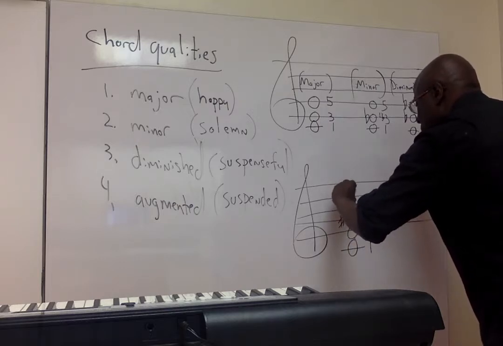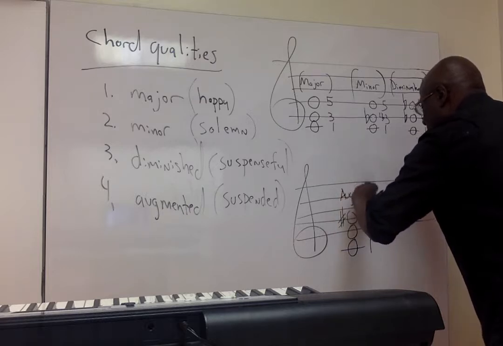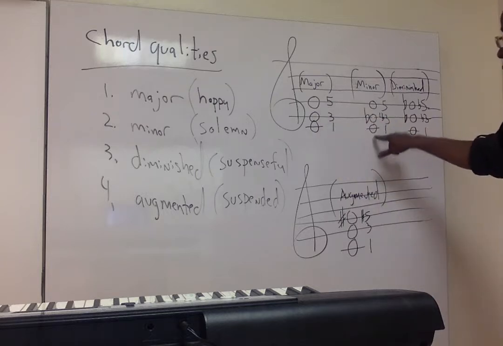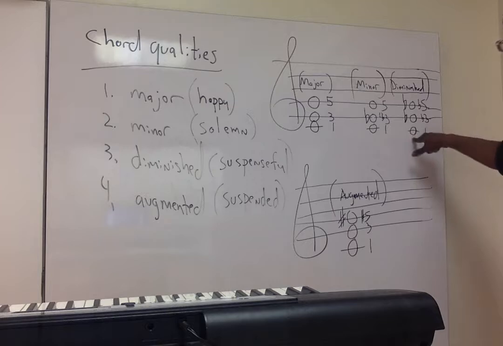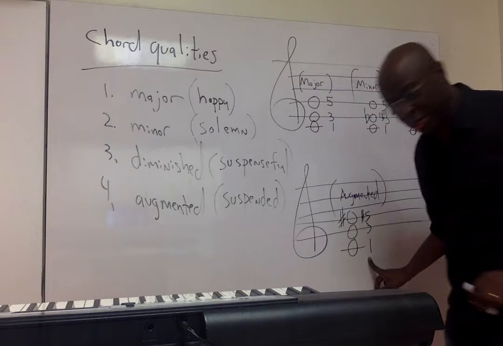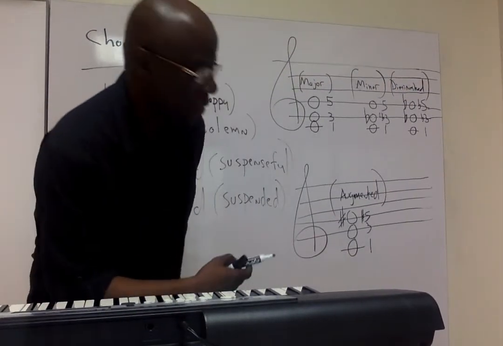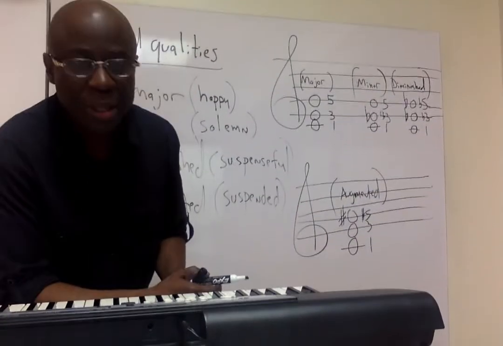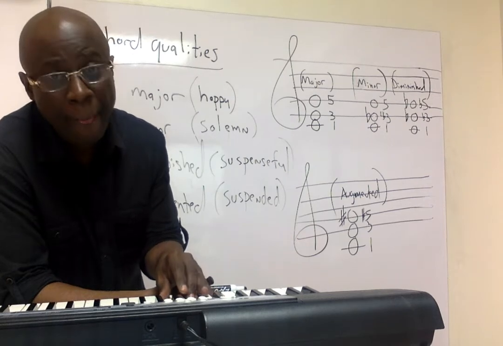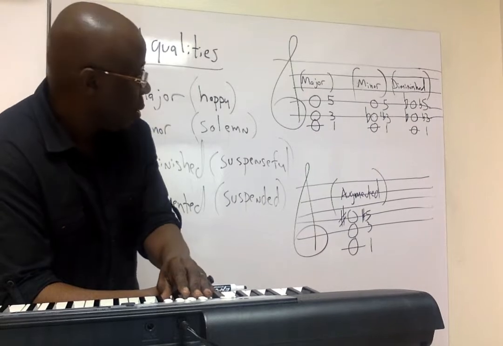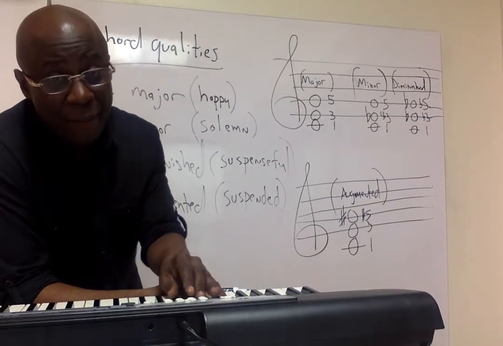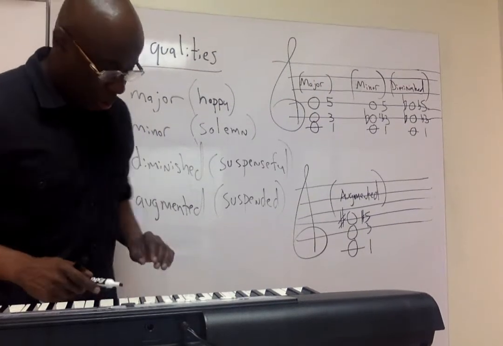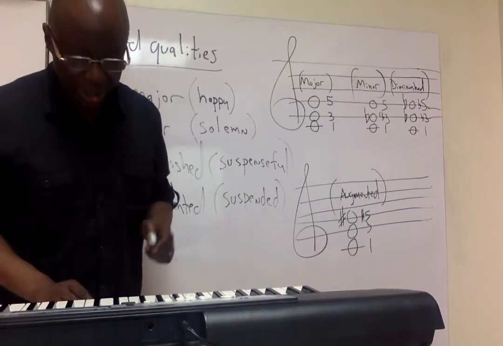Okay, so everybody can see this. The major 1, 3, 5, the minor 1, flat 3, 5, the diminished 1, flat 3, flat 5, and then the augmented. I'm out of the shot here, the 1, 3, and augmented 5th. All right. So now let's put a sound to it. 1, 3, 5. 1, flat 3, 5. 1, flat 3, flat 5. 1, 3, sharp 5. Okay, so copy this, and we're going to come back to this momentarily.